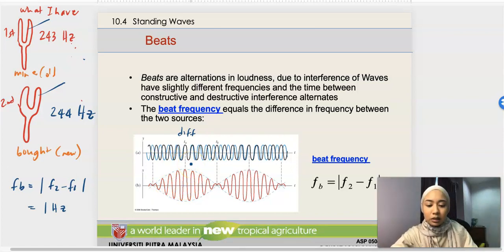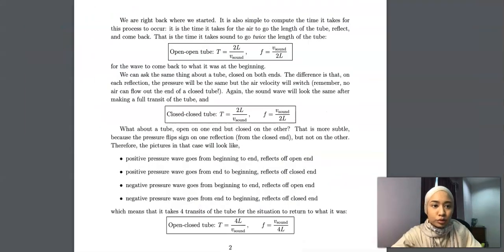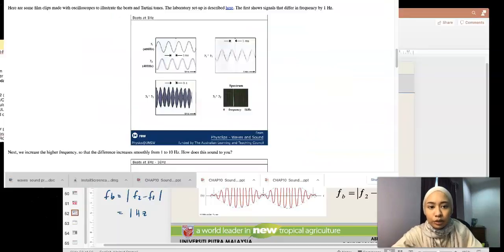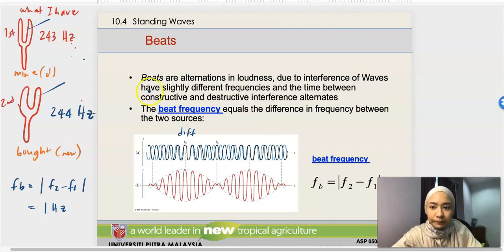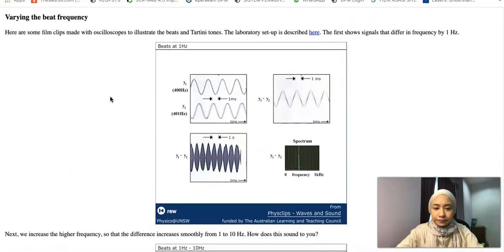Now let's take a look at an example, because just now I used my mouth. Let's go to a more legit one. Wait, how do I share? Okay, so let's take a look. Wait. So let's find out how a beat frequency sounds like.